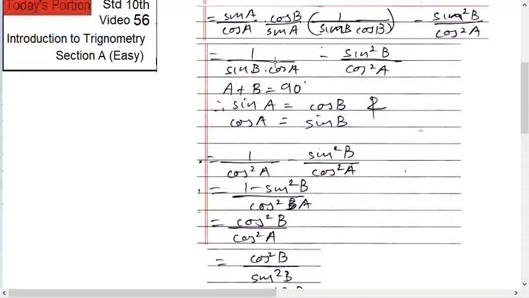So what does the expression become now? See this, sin b, instead of sin b we will be writing cos a. So it becomes cos a into cos a, cos square a, right? Minus this.